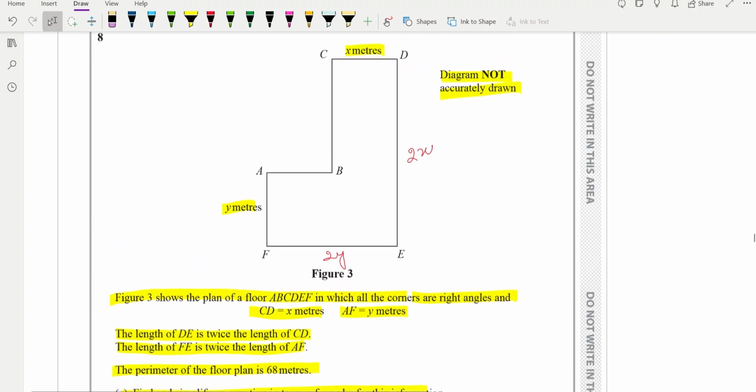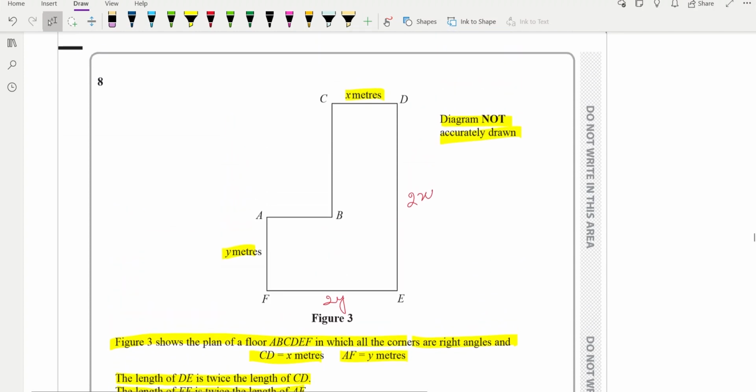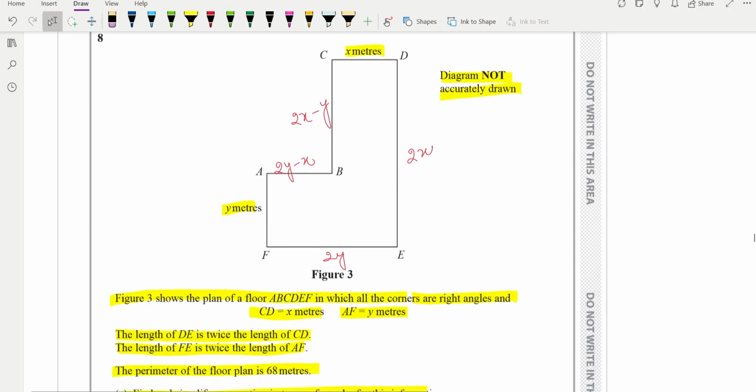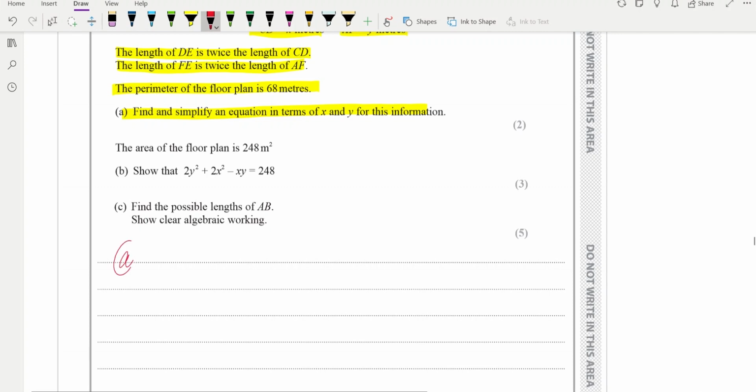So what we can do, perimeter basically we are targeting for. So we have these sides, but we don't have CB, so we can write CB as 2x minus y, and we don't have AB also, so AB we can write as 2y minus x. So now we have all the sides which we can write as the perimeter equation. So A is what?